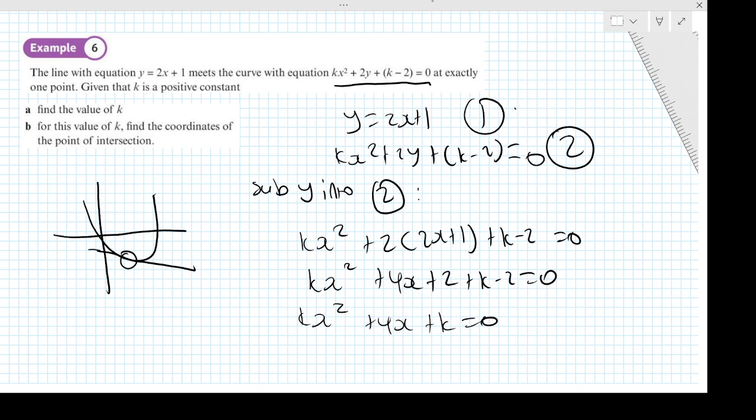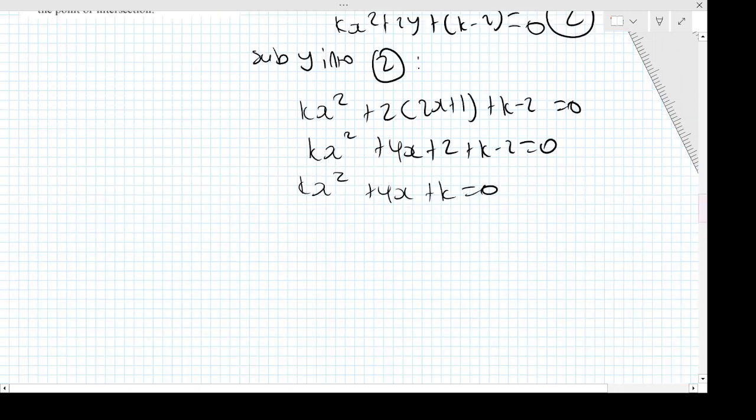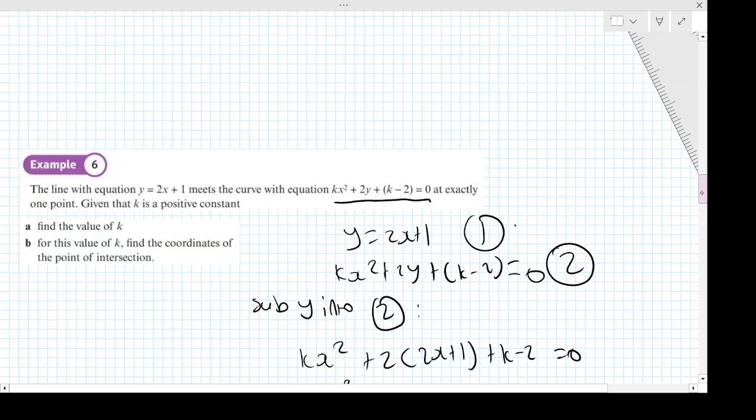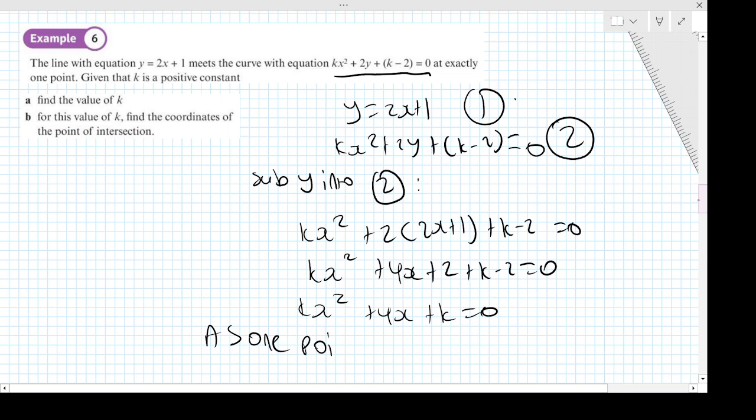But what does that mean in reality? Well, there's only one solution to the simultaneous equations, and we discussed this last time. That means the resulting quadratic that we get here has to have a discriminant of 0, because there's only one root, really, one distinct root. So, one point of intersection, yeah.